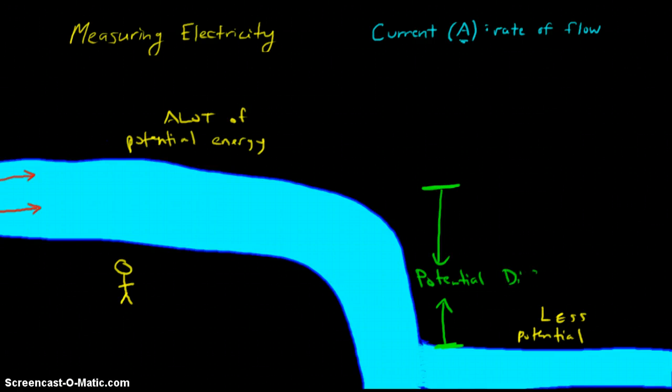And in electricity we do something exactly like that. In electricity, potential difference might also be called voltage. We call it voltage because the unit we measure it in is volts, which of course is done with a capital V. So voltage is potential difference.